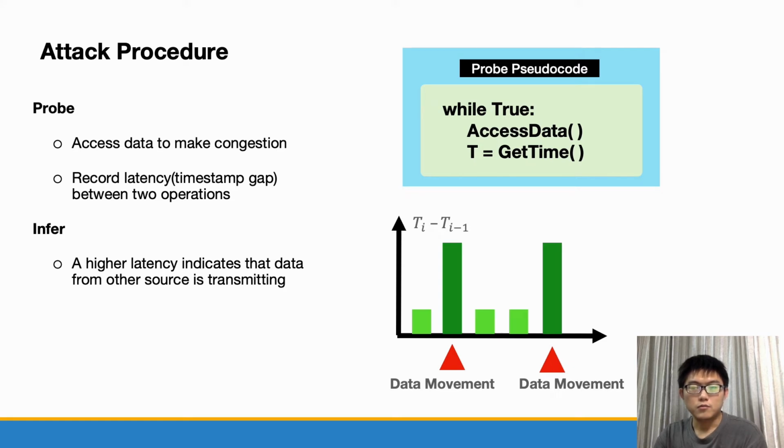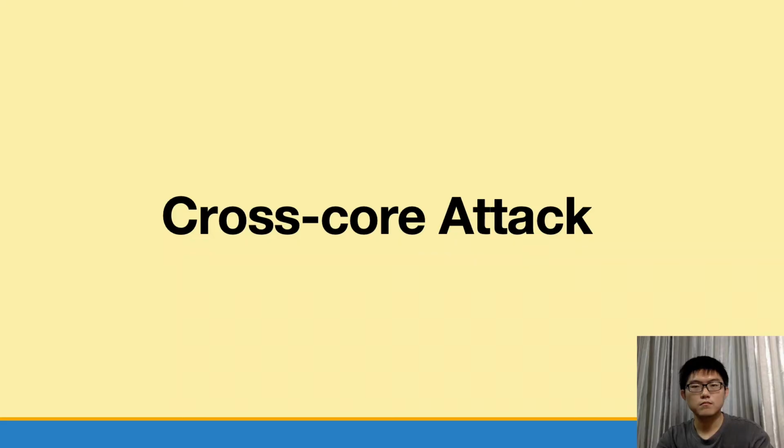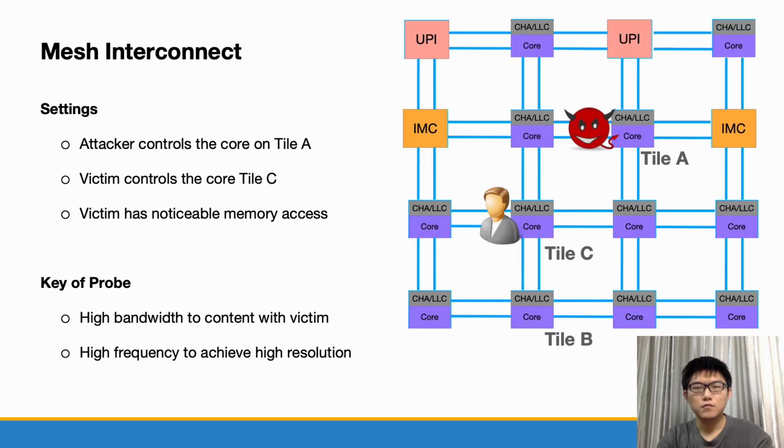Our cross-core and cross-CPU attacks use a similar attack procedure. The difference is in how to access data. Let me introduce the cross-core attack first. Let's assume that the attacker controls tile A and the victim controls tile C. Victim has a noticeable memory access. The key point of our probe is to generate high bandwidth to contend with the victim. The probe also needs a high frequency to achieve a high resolution.